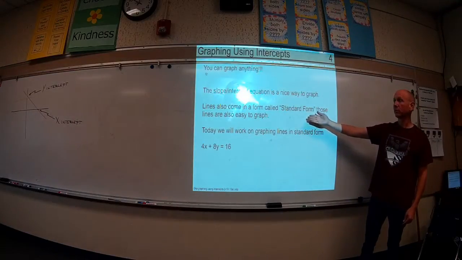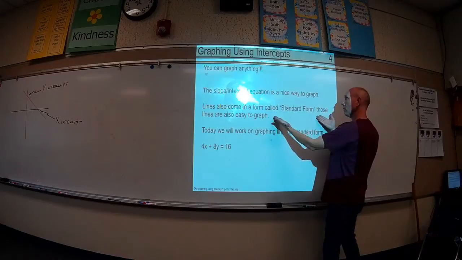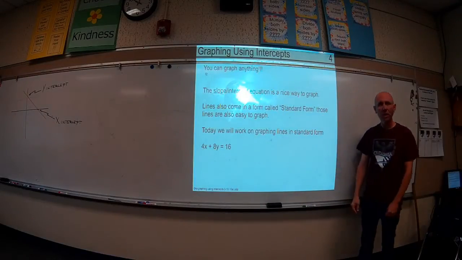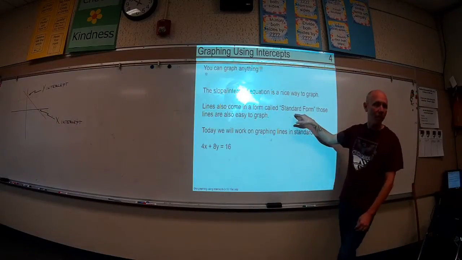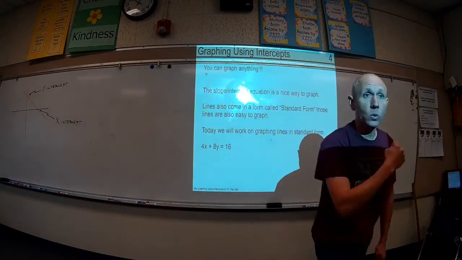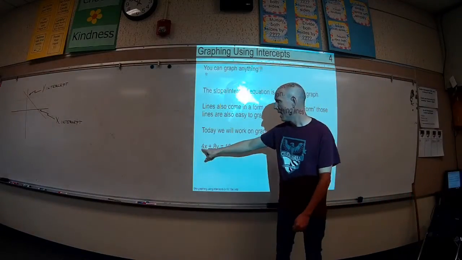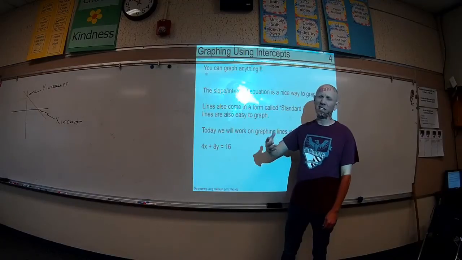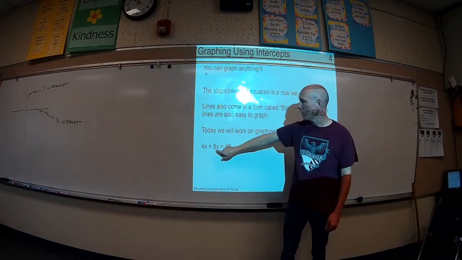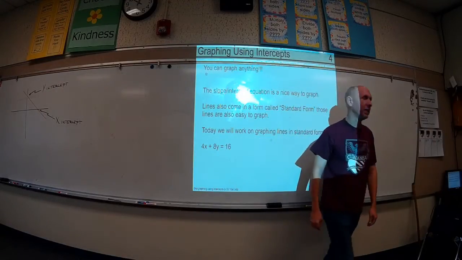McMurtry, give me this line right here. Lines also come in a standard form. Those lines are also easy to graph. So we're going to look at how to graph out a standard form today. It's different. It's not y equals mx plus b. It's actually ax plus by equals c. It's not quite as cool. I don't have a sign for it or a song for it. But I'm going to show you how to graph this guy today.